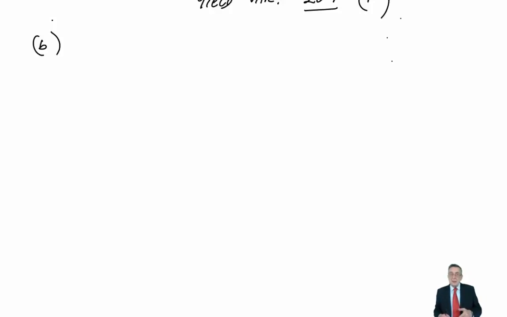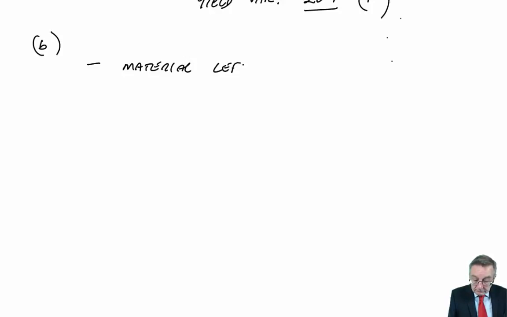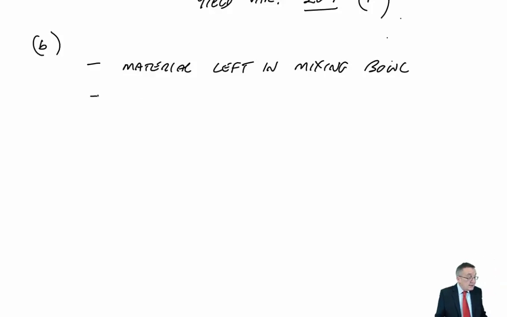Now, we said an adverse yield variance is when they're using too much material. Maybe what's happening is when they take it out of the bowl, they're leaving some behind. Think about it. You've got a bowl full of bread mixture. Ideally, you'll get every little tiny bit of mixture out to turn into a loaf. But if you leave a bit behind, you're wasting. So that could be one reason, that there's material left in the mixing bowl. That was why the examiner gave you that bit of information. It was to help you. So no relevance at all, apart really for Part B.